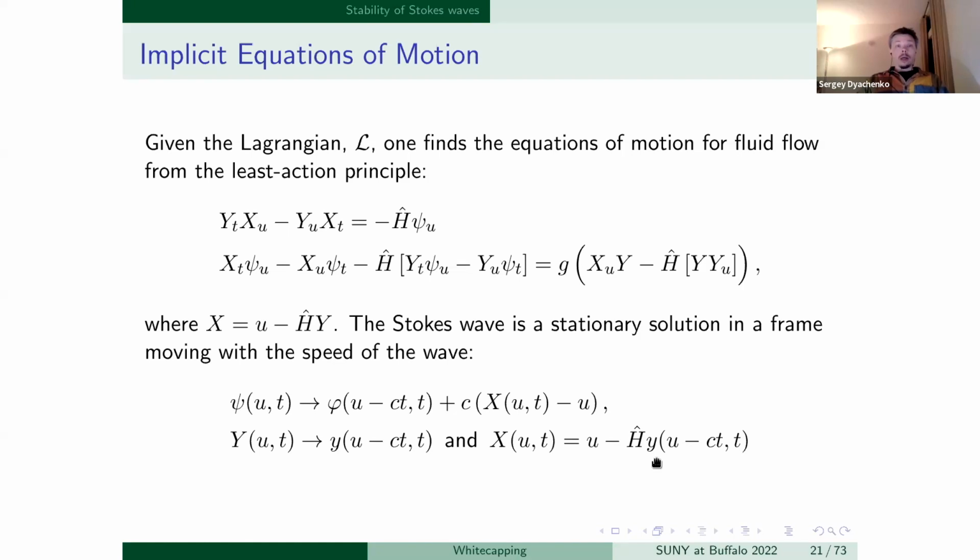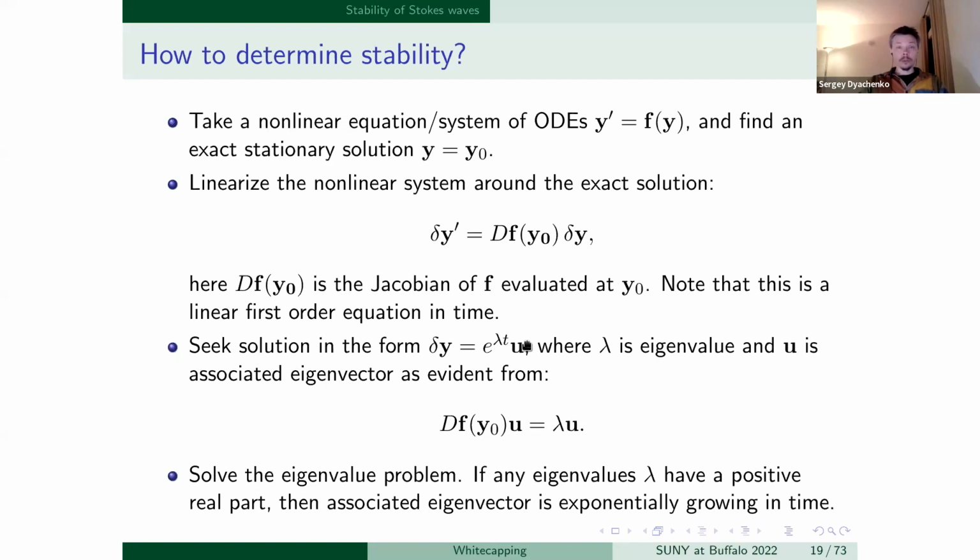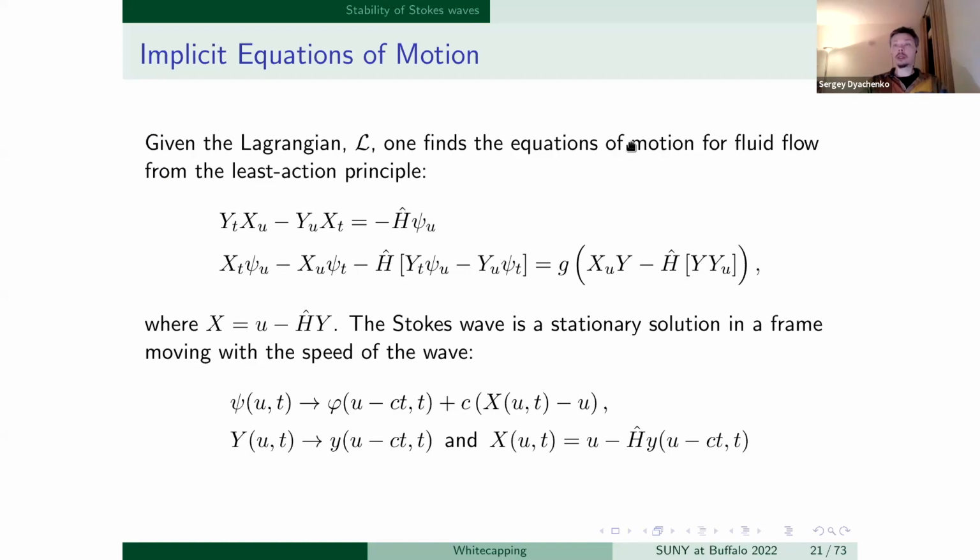Okay, so how do we do the second step of our solution? First we need to write down the linearization of the equations of motion. We need to write the linearization of this function f. And remember, we need to do this in the traveling reference frame where the Stokes wave is a solution that doesn't depend on time. So we take the equations of motion that we get from variation of action through the least action principle. We make an ansatz for psi, for capital Y and for capital X to be a traveling wave plus a correction.